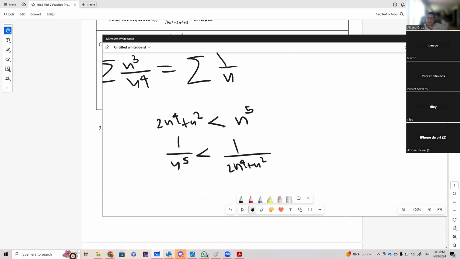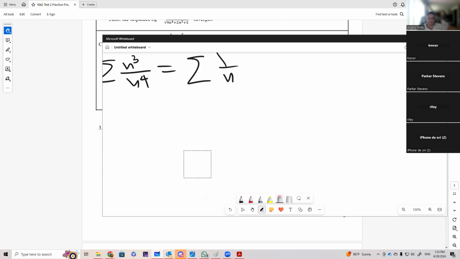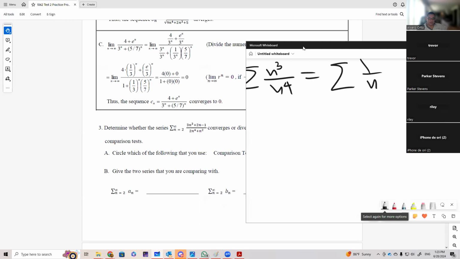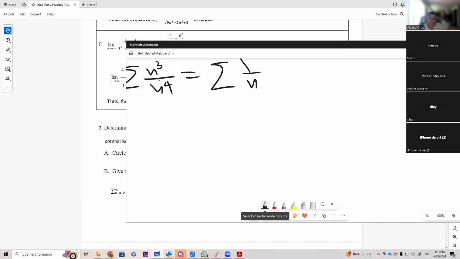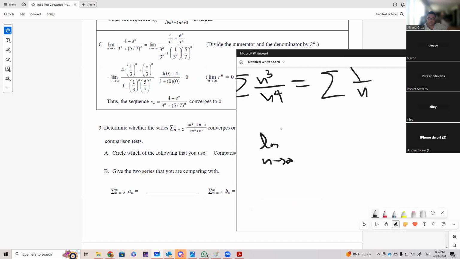Okay, so because this is not looking easy, but I already have the idea that this is a series that is a good comparison point, I'm going to use the limit comparison test instead. By limit comparison test, I'm going to use the series 1 over n. So I'm going to do the limit when n goes to infinity of 3n cubed plus 2n minus 1 over 2n to the 4 plus n squared, divided by 1 over n.